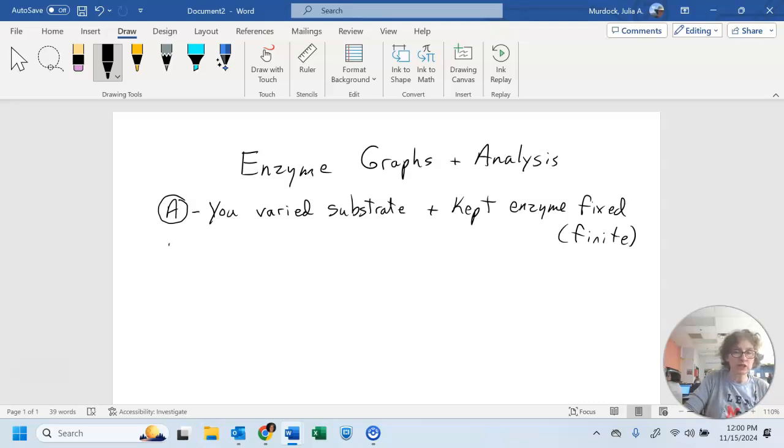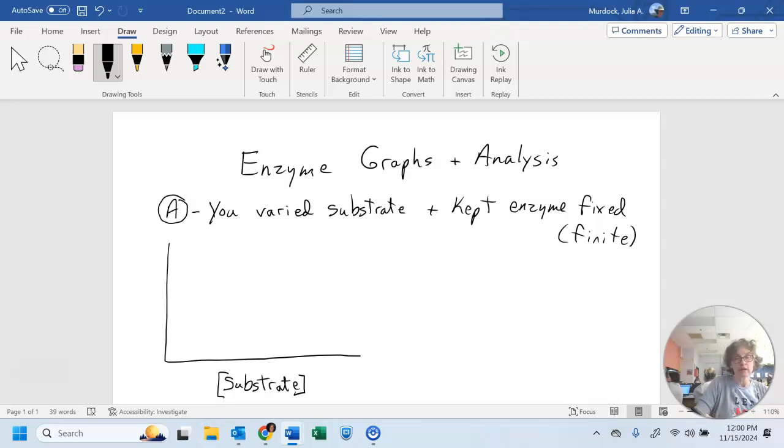And when you actually did your graph, you graphed the substrate concentration down here. Your substrate concentration, that was hydrogen peroxide, right? And it only went up to 3% because you can't buy stronger than 3% in the store. That's the only reason why it didn't go higher than that. But it gave us the data that we needed.